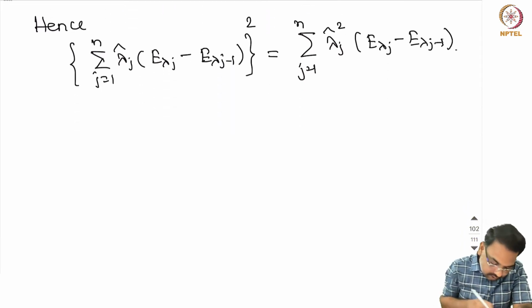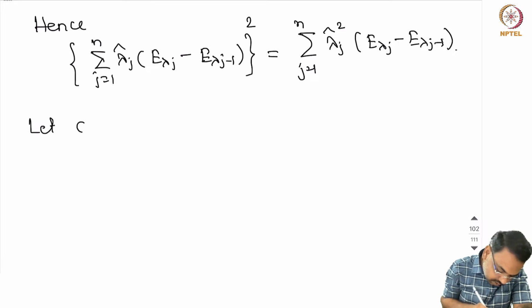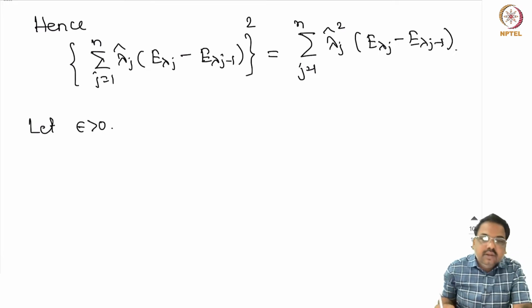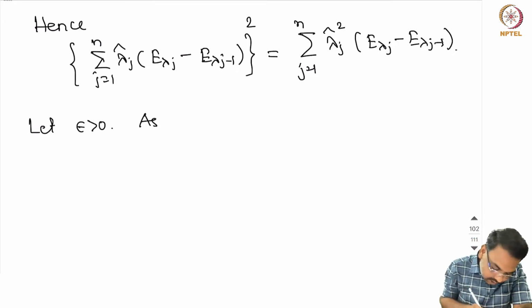So let us start with some epsilon positive. Let epsilon be given. Now, as the representation of T is this integral from a to b of lambda dE lambda.